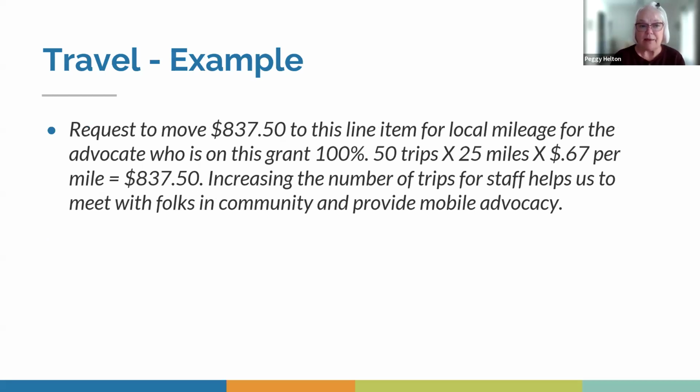An example might be that you're requesting to move a little over $800 to this line item for local mileage for the advocate who's on the grant 100%. You estimate that to be 50 trips times 25 miles times 67 cents per mile, which is the amount you're asking for. And then your why might be increasing the number of trips for staff helps us to meet with folks in the community and provide mobile advocacy.